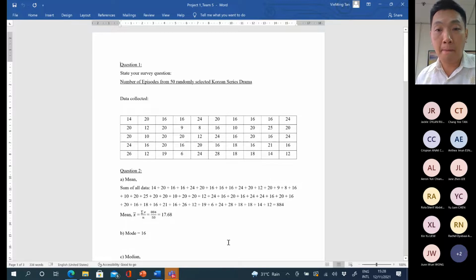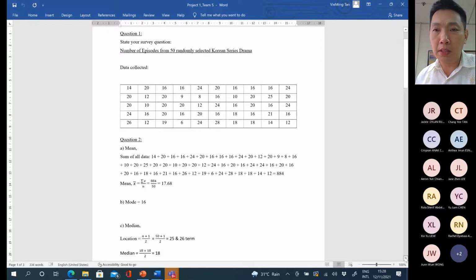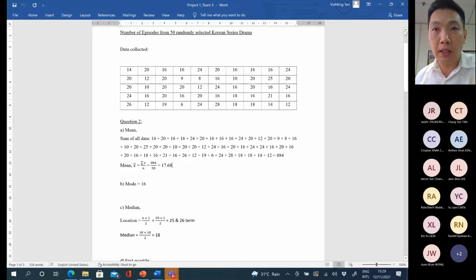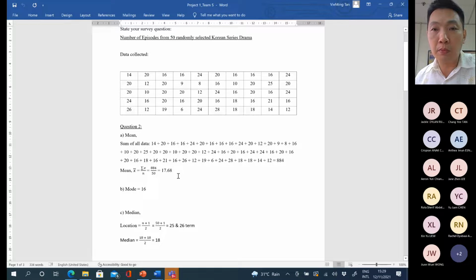For question 2, part A, most of the groups managed to get full marks except for the unit of measurement, which you need to indicate as well. For this question, I think the unit should be episodes. So the answer should be 17.68 episodes. If you put the unit and show all the workings, you get 2 marks. Full mark is 2 marks. But if you don't put the unit, then 0.25 mark will be deducted, one over four mark, for the answer of the mean.